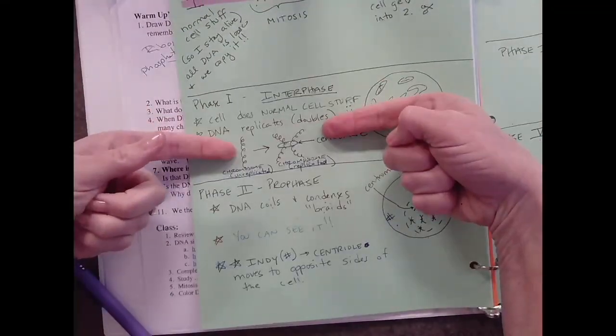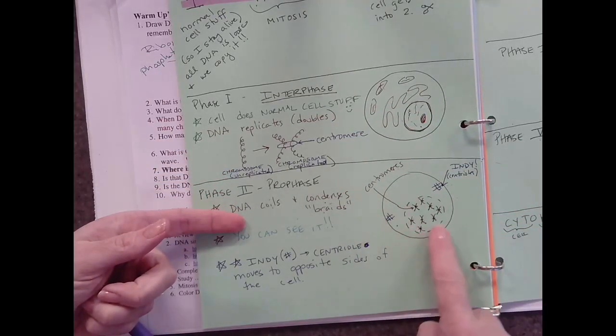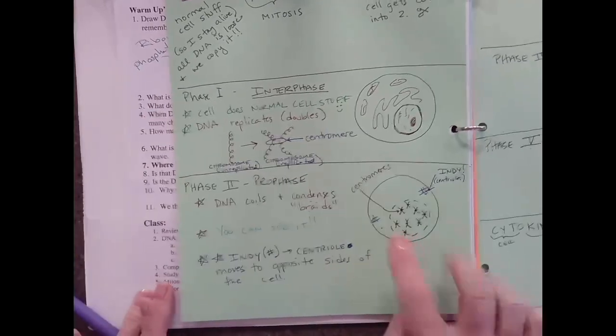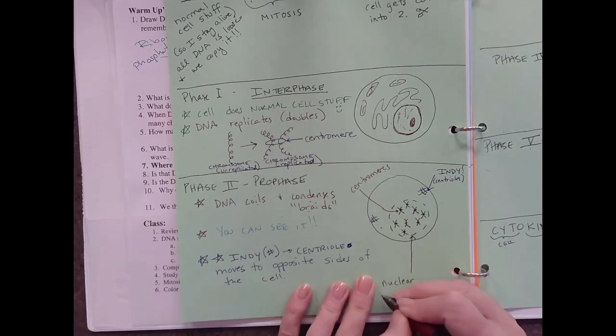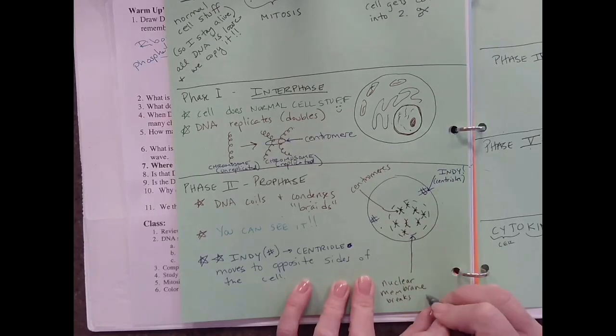So these are 2 really big ones. DNA doubles, cell does normal stuff. DNA gets put in a braid where you can see it. The nuclear membrane starts to fall apart. And Indiana Jones shows up, moves to opposite sides of the cell. Maybe we should add the membrane around the nucleus breaks apart.